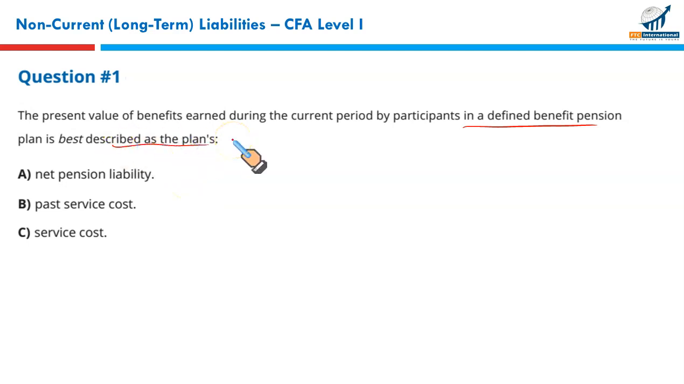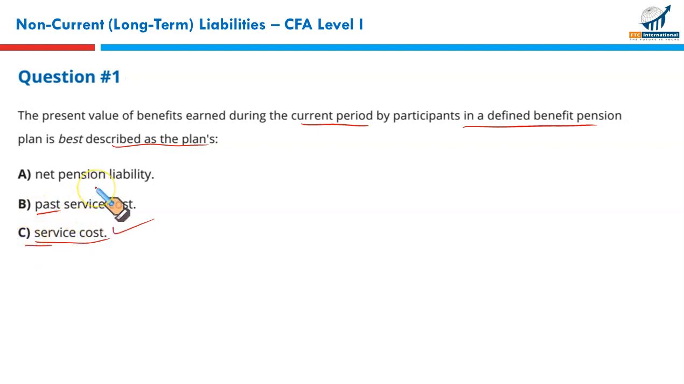This is basically the definition of service cost. Service cost basically is the present value of benefits earned during the current period by participants in a defined benefit pension plan. Okay, that should be the right answer. Then what about the past service cost? Past service costs, on the other side, are the benefits earned during the past periods by the participants of the defined benefit pension plan. So it's just the difference between present and the past.